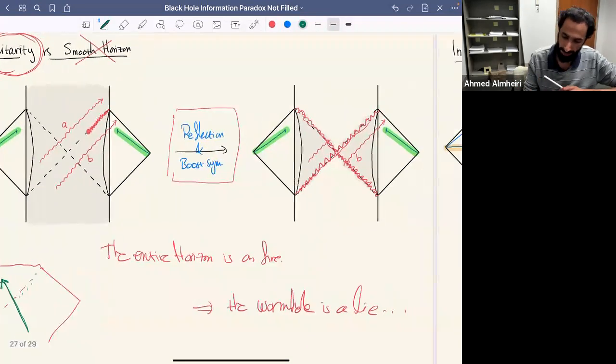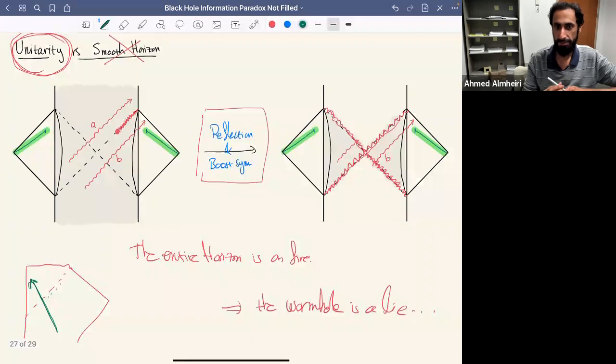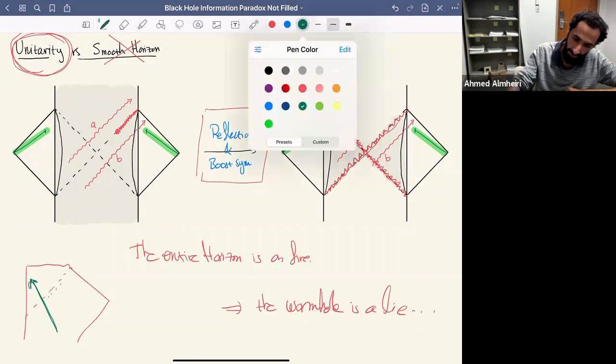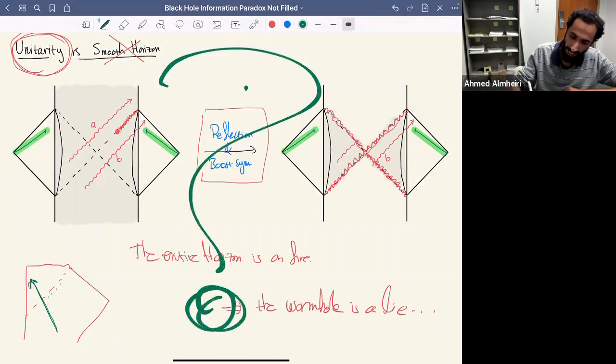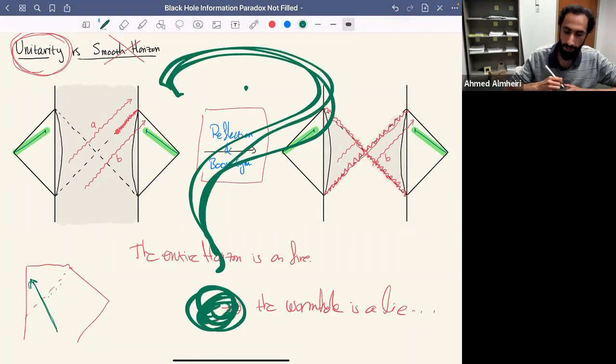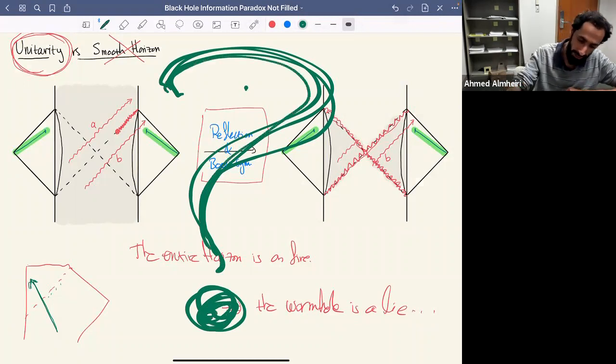Okay. Can I ask a quick question here? If you accept the firewall, then doesn't that mean that you can't trust the computation that led you to the firewalls? You're just left with a big question mark. Exactly. If there are firewalls, do we even trust that black holes evaporate? Yeah, that's a good question.